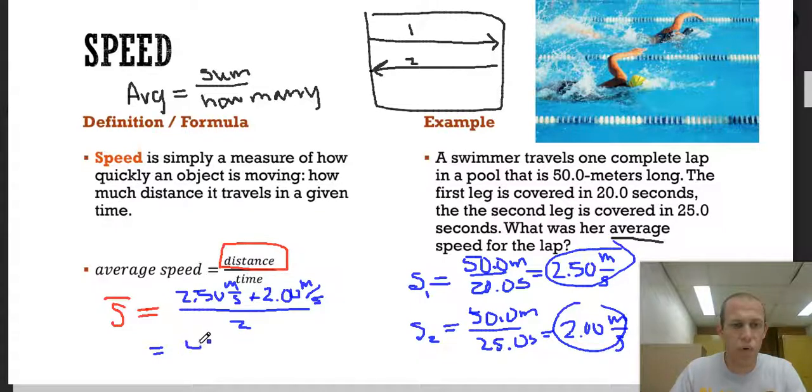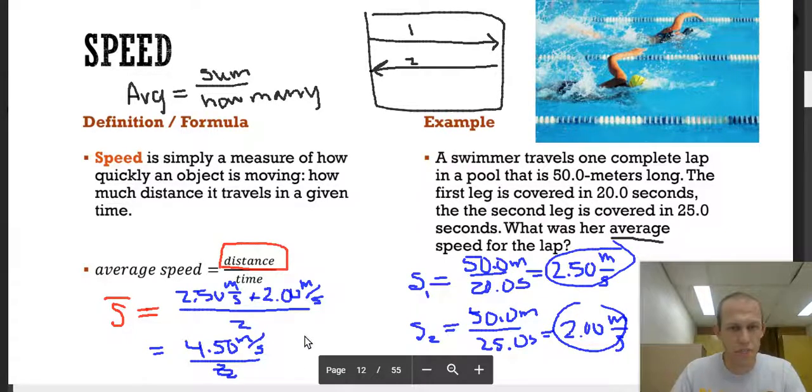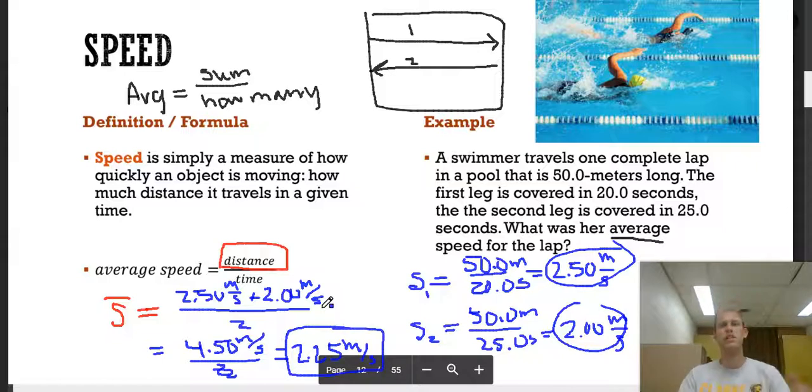So I will get out 4.5 meters per second, and I must divide that by 2. Oh, there's my 2. And what I get out is 2.25 meters per second. So that is my average speed for this swimmer.